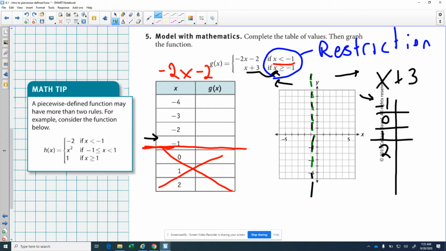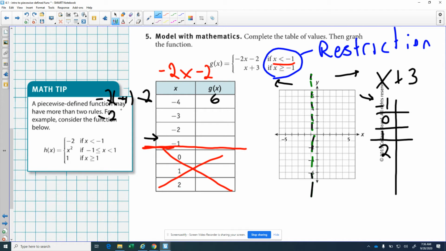So by looking at those two values, I know that the chart over here to the right is all my values greater than. The chart to the left is all my values less than. So with that knowledge, let's start to graph this out. Well, if I start plugging these values in, if I plug -4 into that equation, this would give me -2 times -4 minus 2. That will come out to be +8 minus 2, or an answer of 6.